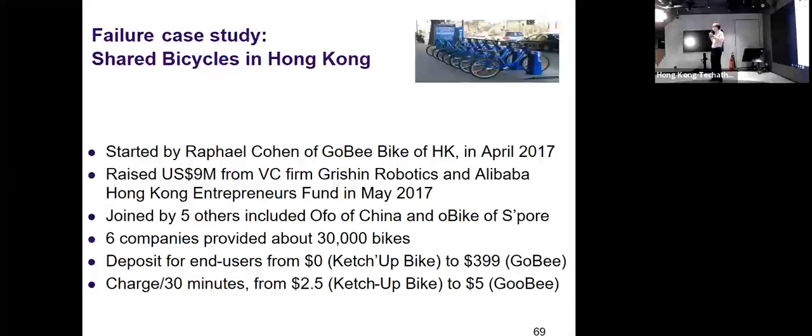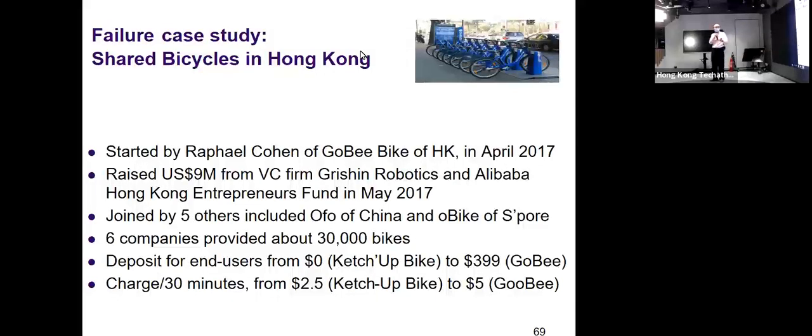Now, okay, come back home to Hong Kong. 共享單車, you all heard about it, right? It came up, another failure: Movie Bike in Hong Kong, April 2017. Not too long ago, 1.5 years.